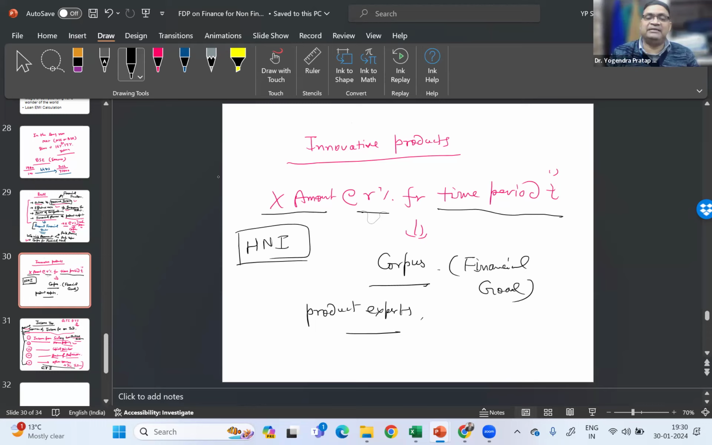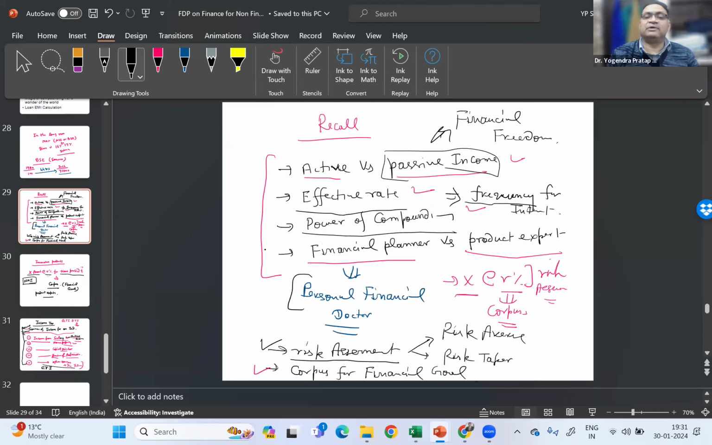Once the financial planning is done, the same bank or another advisor will approach you and offer the product suited to your financial plan. So I hope you have understood this: what is financial planning.